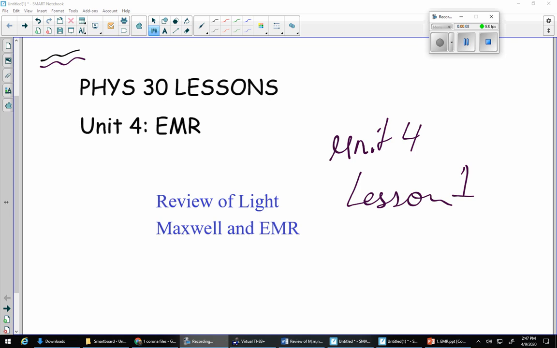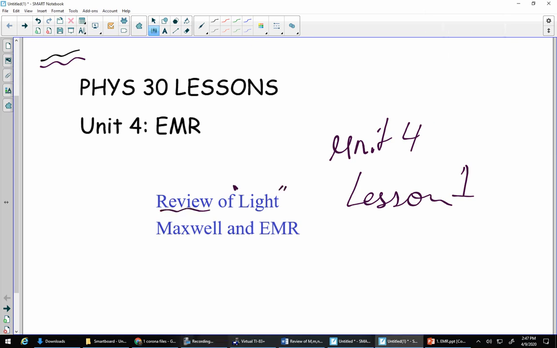Pretty exciting stuff. Unit 4 is all about EMR, or electromagnetic radiation. You've probably heard of it before as light, although when we think about light we honestly think about what we can see in terms of the visible spectra, which is a very, very small part of the electromagnetic spectrum. Light in quotation marks.